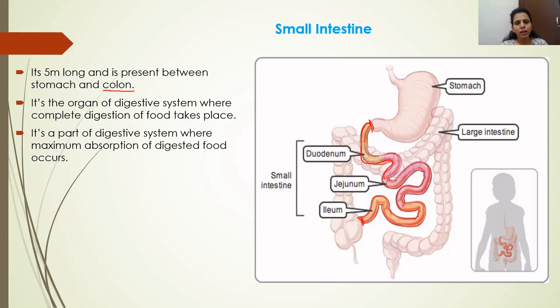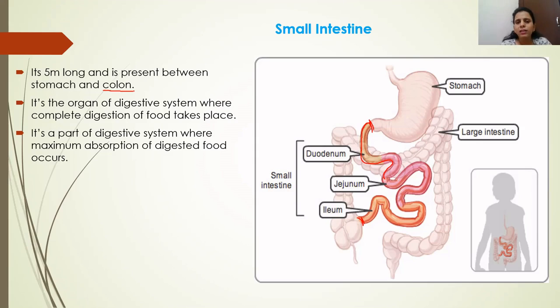The second point is, we already know that after digestion, the next step in the process of nutrition is absorption. The food has to be absorbed, isn't it? So once the food gets completely digested in the small intestine, the organ from where the digested food is absorbed is also the small intestine. So the small intestine is the part of the alimentary canal in which the maximum absorption of food occurs. The second question which could be asked from this topic is: name the part of the alimentary canal where maximum absorption of digested food occurs, and that is the small intestine. So the small intestine is 5 meters long, present between the stomach and colon, the part where complete digestion of food occurs, and where maximum absorption of digested food takes place.